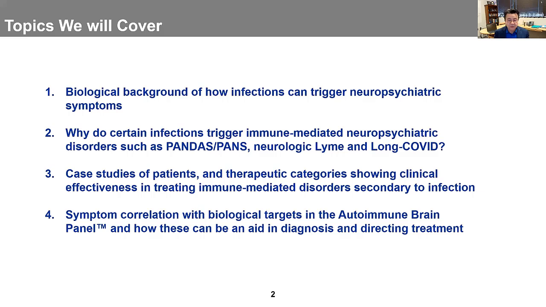And then at the end, we'll go through some symptom correlation with these biological targets in what we call the autoimmune brain panel, which are 5 targets that we'll talk about here in just a second, and then how they can be helpful to you as you look for aids in your diagnosis and directing treatment and even follow-up.